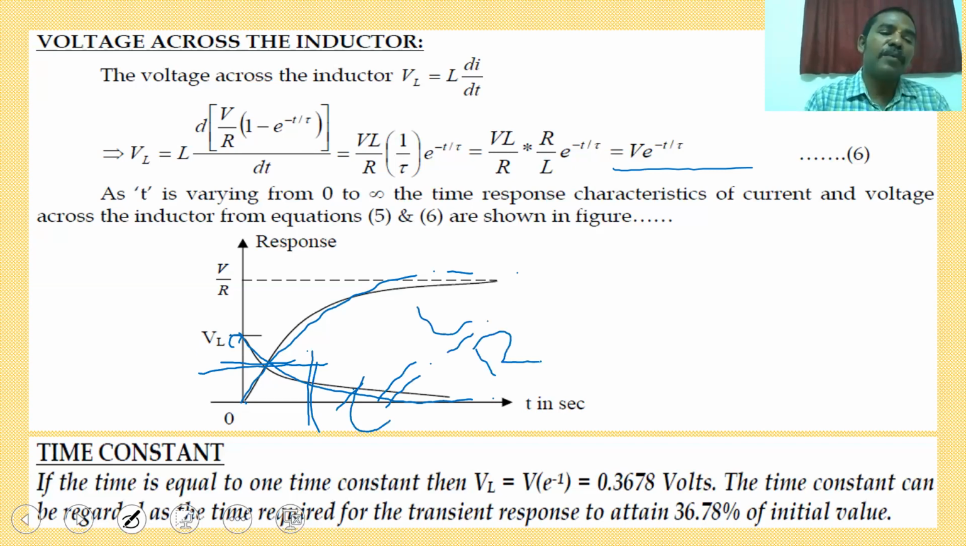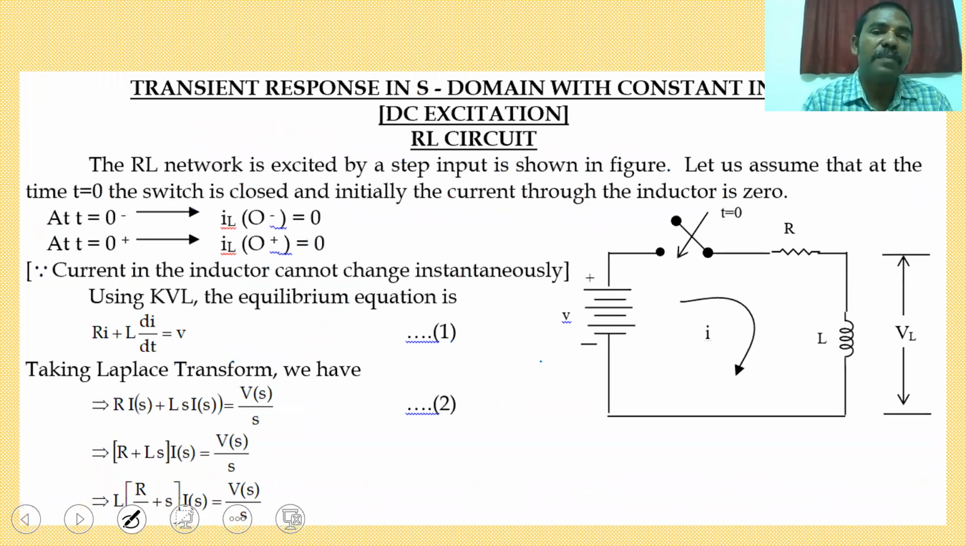Similarly, I am going for the Laplace transform. Here it is the same thing only. R and L are connected in series, excited by a step input of V volts. At t is equal to 0, the switch K will be closed and a current will flow through the circuit. Assume that the inductor has no initial current. So I of 0 minus is 0, and I of 0 plus is also 0.